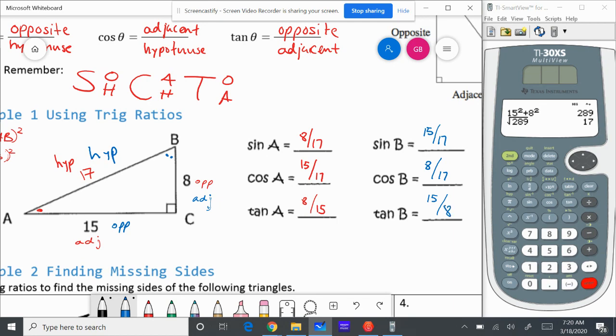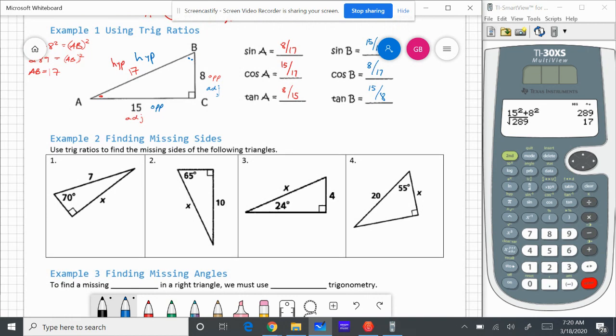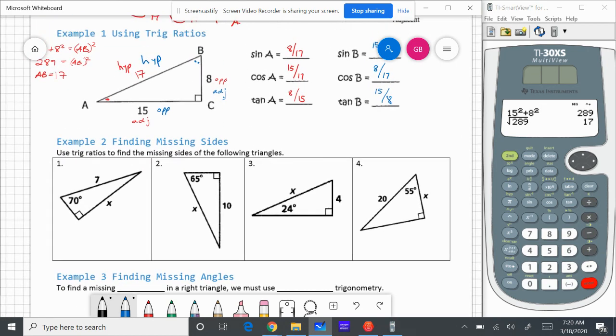They are slightly different, okay? Depending on which angle you're using. So I have some examples here. We're going to find the missing sides.